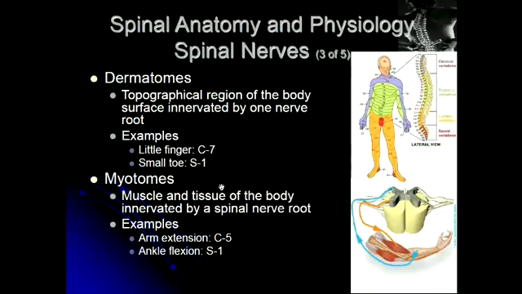Myotomes are muscles that are innervated by a specific spinal nerve root. For example, arm extension comes from C5, and ankle flexion comes from S1. So dermatomes are about the skin, myotomes are about the muscle control.